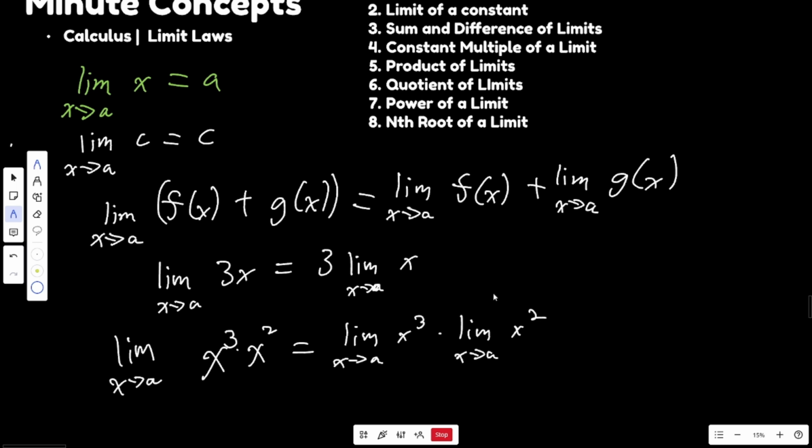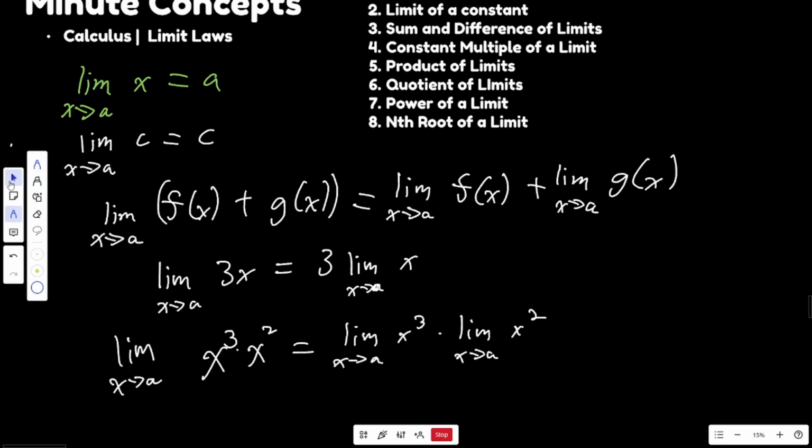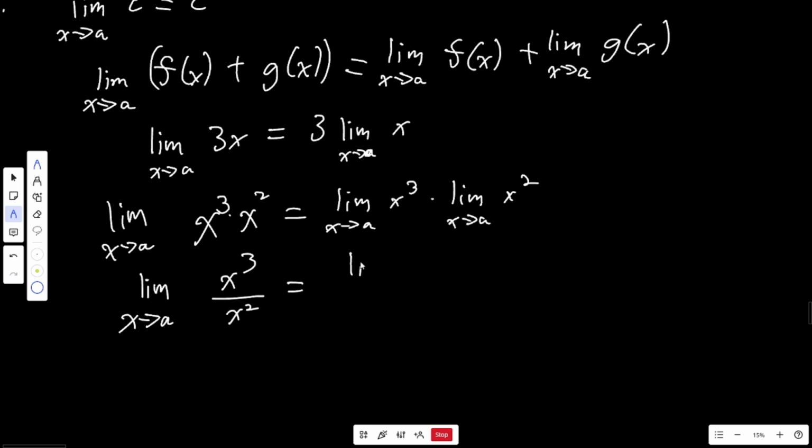Same thing with the quotient rule. So for quotient, it's basically going to be the limit as x approaches a, for example, of x cubed over x squared. This is equal to the limit of x cubed as x approaches a over the limit of x squared as x approaches a.